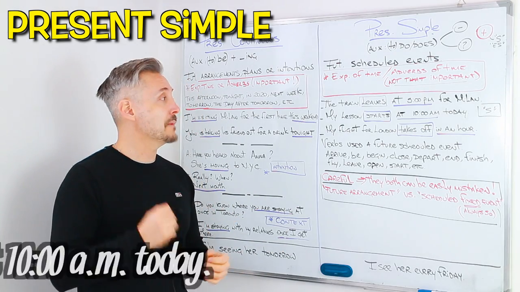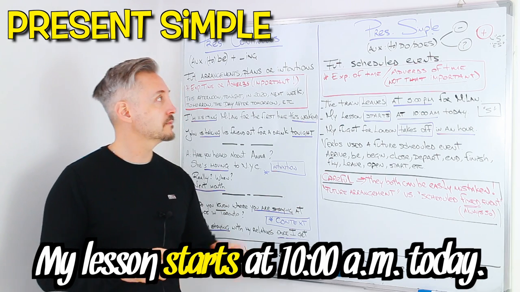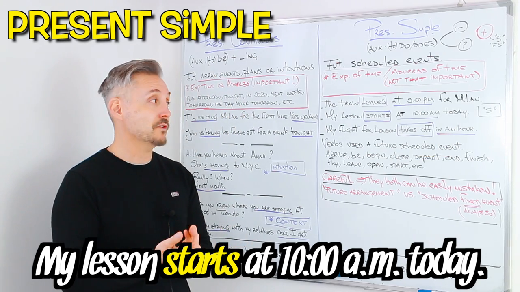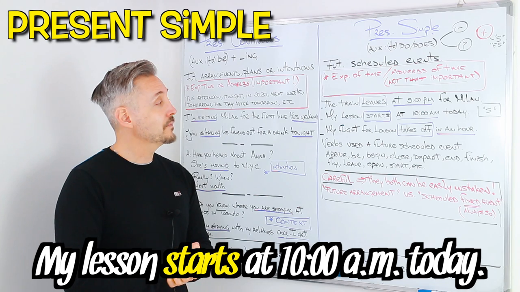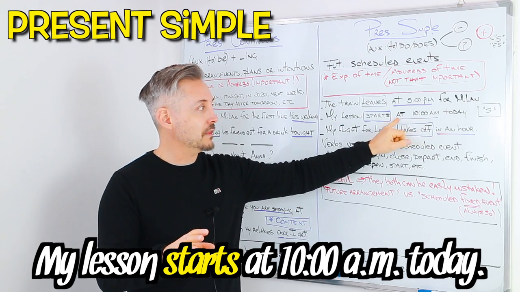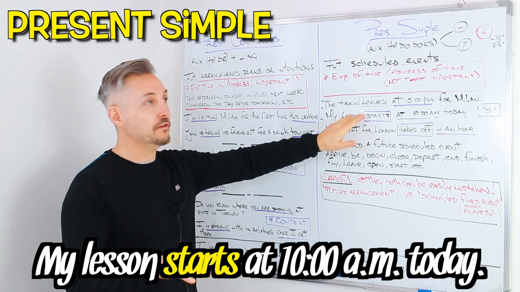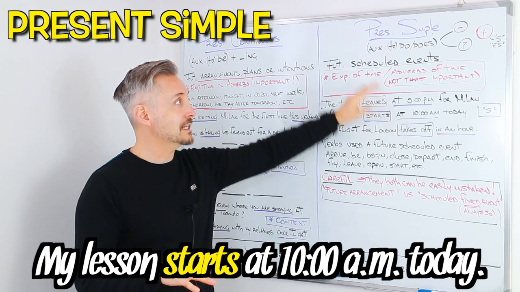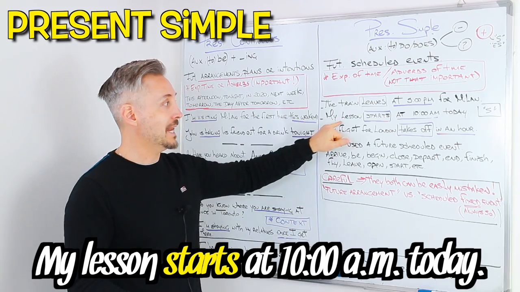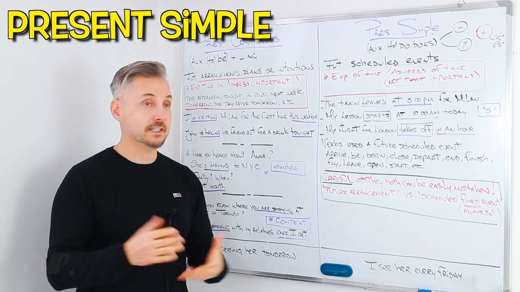Another example, my lesson starts at 10 a.m. today. We have the adverb of time today. So today is important, right? But what is extremely important is the time, at 10 a.m., which fixes the future, right? And it is a scheduled event. So it is on a calendar. My lesson starts at 10 a.m. today. Let's look at another example.